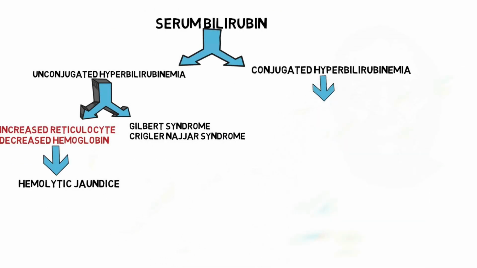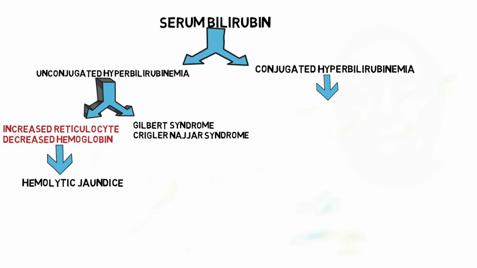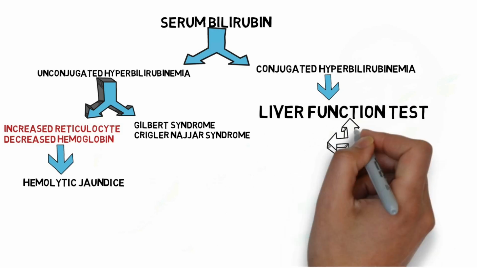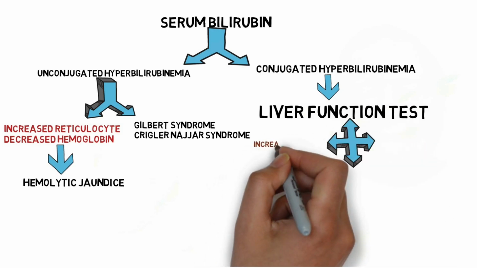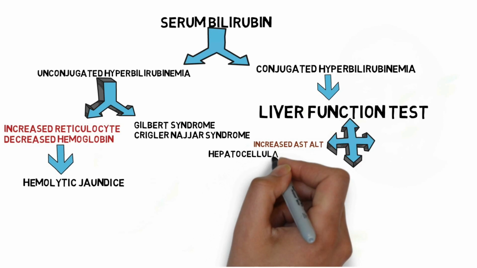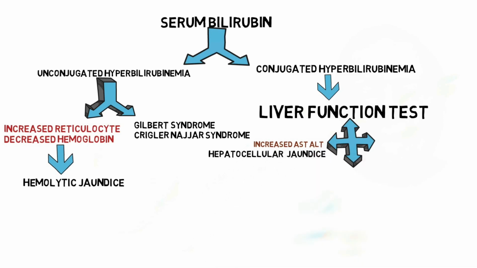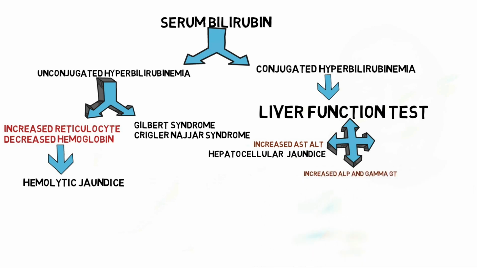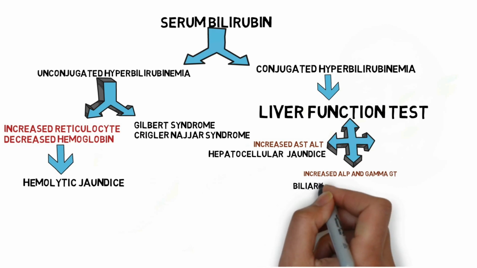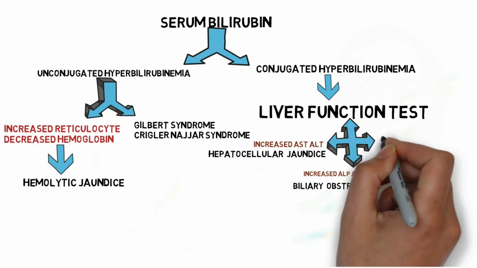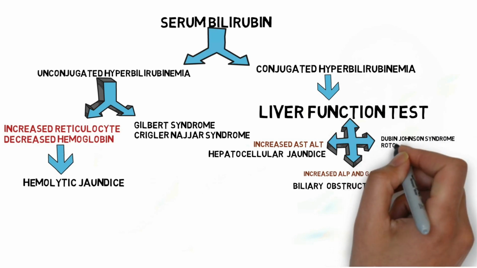If the person is having conjugated hyperbilirubinemia, then you can go for liver function tests. In liver function tests, if there is a significant increase in ALT and AST, then this is of hepatocellular origin. So this jaundice is hepatocellular jaundice. And if there is elevation of alkaline phosphatase and gamma GT, then this is indicative of biliary obstruction. So this is posthepatic jaundice. And if there is no elevation in liver enzymes, then you can suspect Dubin-Johnson syndrome or Rotor syndrome.